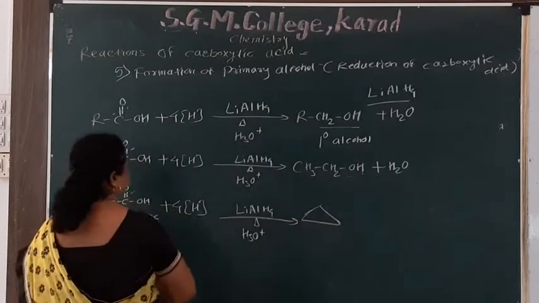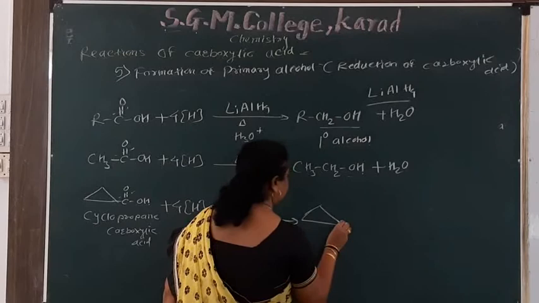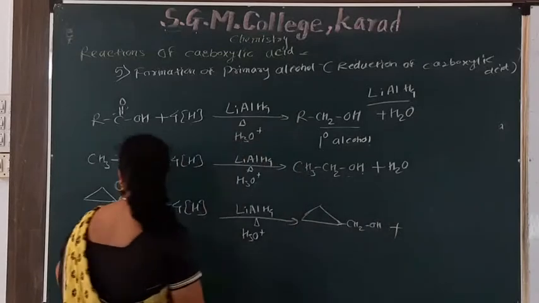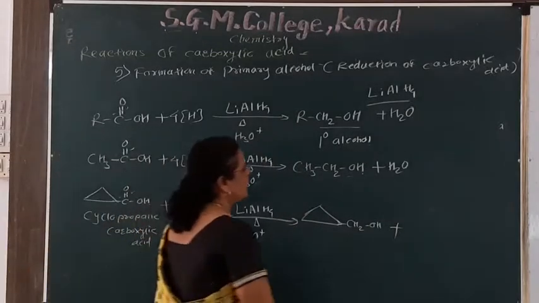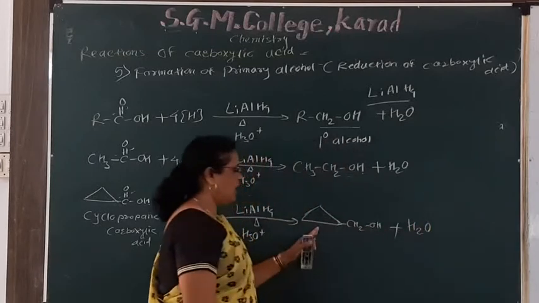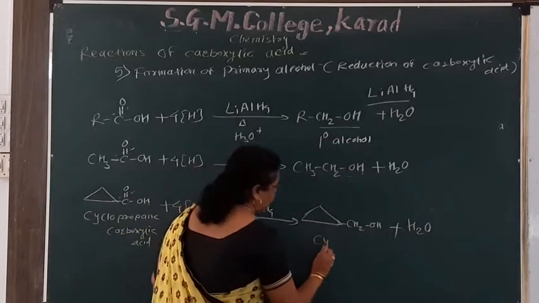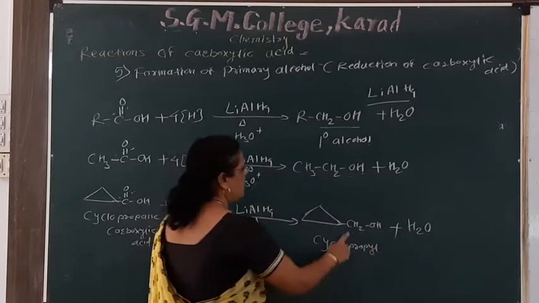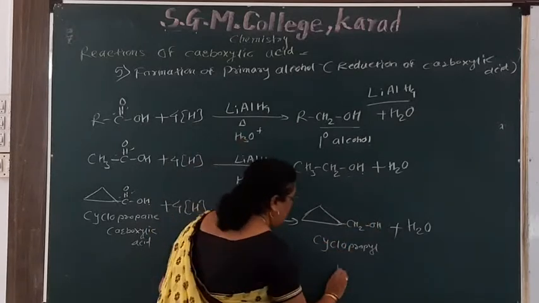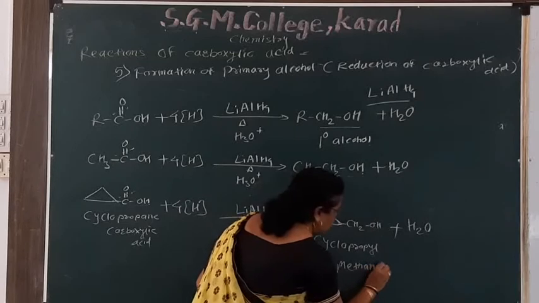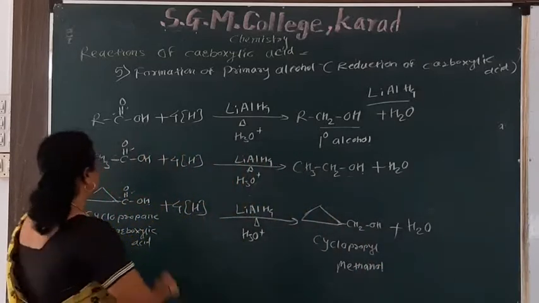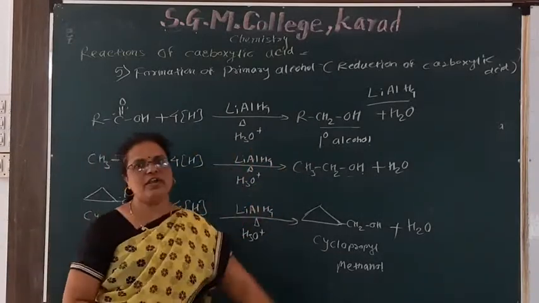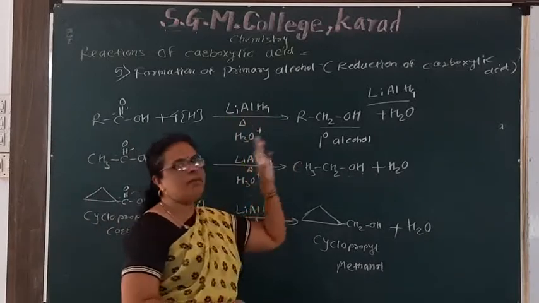This bond breaks. Then we get here CH2OH, and this oxygen and 2 hydrogens form an H2O molecule. This is known as cyclopropyl methanol, with one carbon atom alcohol, that is a methanol. Here this bond breaks, meaning formation of primary alcohol by using a powerful reducing agent like lithium aluminium hydride.